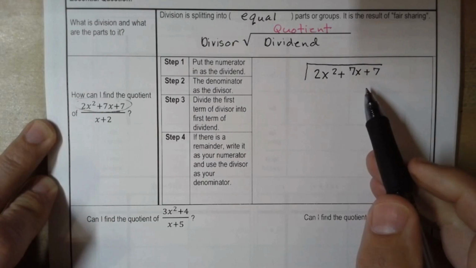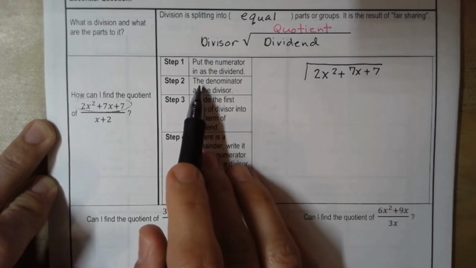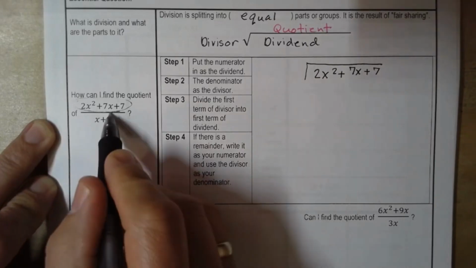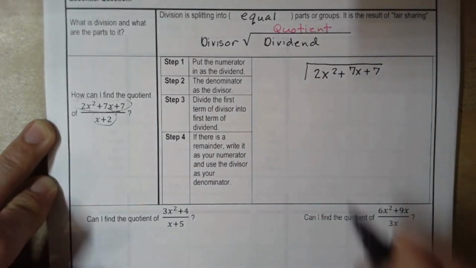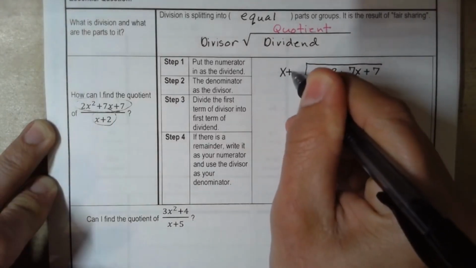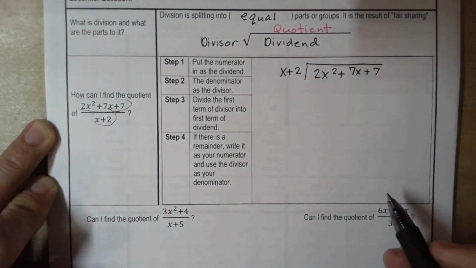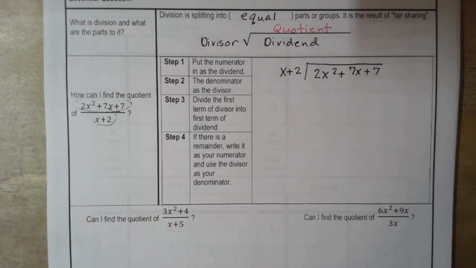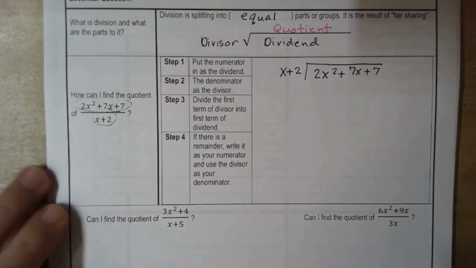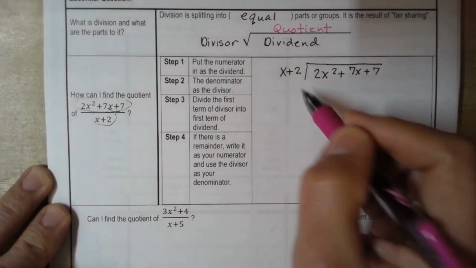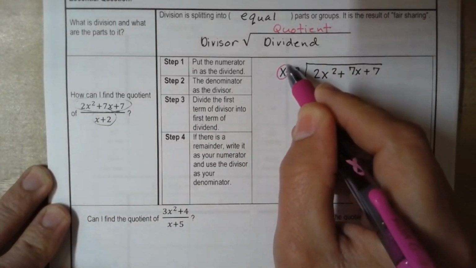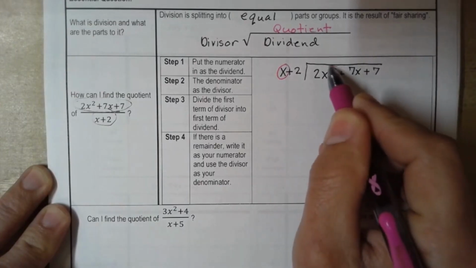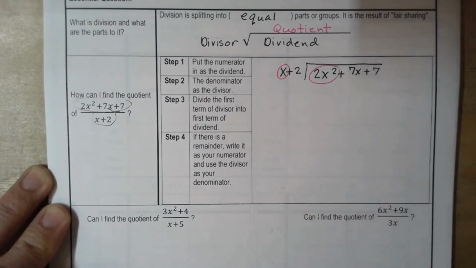Now, the next thing I'm going to do, step 2, is put the denominator as the divisor. So we've got to go ahead and put this denominator, what's on bottom right here, as our divisor. So I'm going to put x plus 2. Then the next step says divide the first term of the divisor into the first term of the dividend. So when you're talking about the first term of the divisor, I want you to be thinking about this x, right? That's our first term is x. And the first term of our dividend is 2x squared.